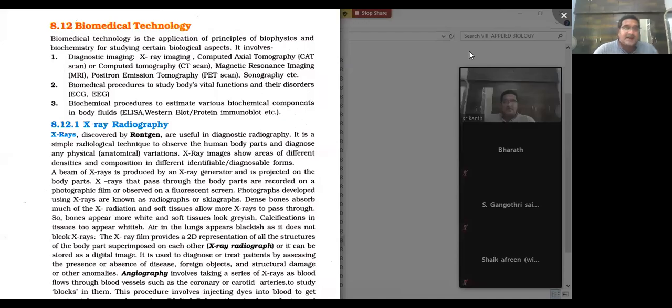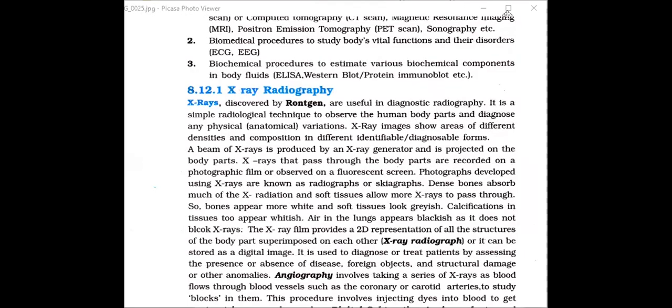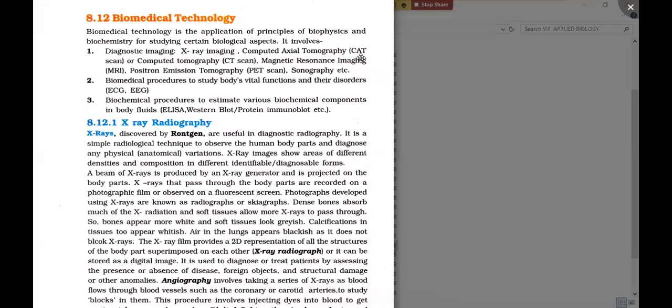Part of biomedical technology, a part of applied biology. Here we have some techniques like X-ray radiography, the CT scan (computerized axial tomography), MRI (magnetic resonance imaging), positron emission tomography, sonography, and different techniques like ECG (electrocardiogram) and EEG (electroencephalogram). So likewise, the techniques are present here. Let's take a look at these.